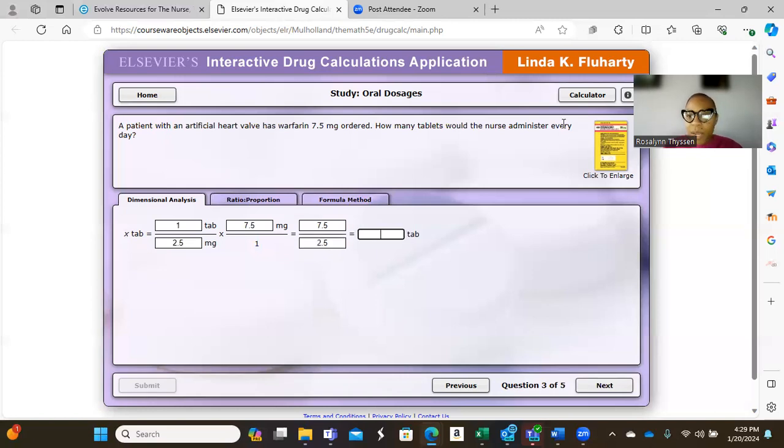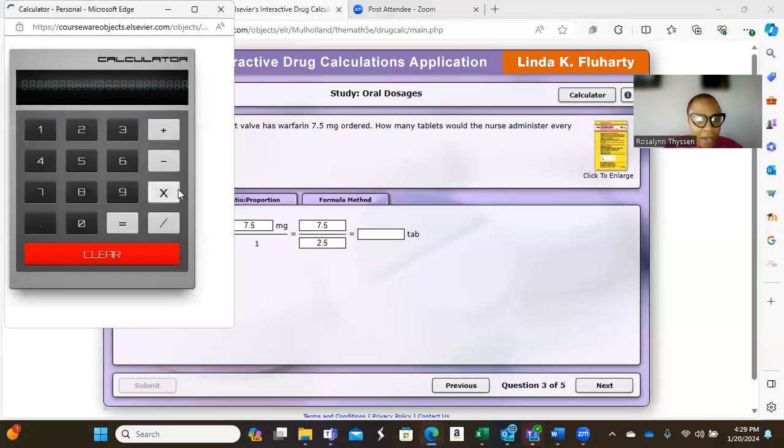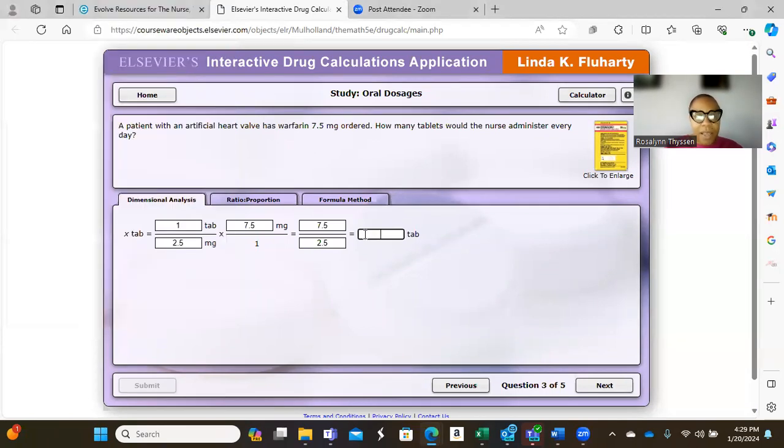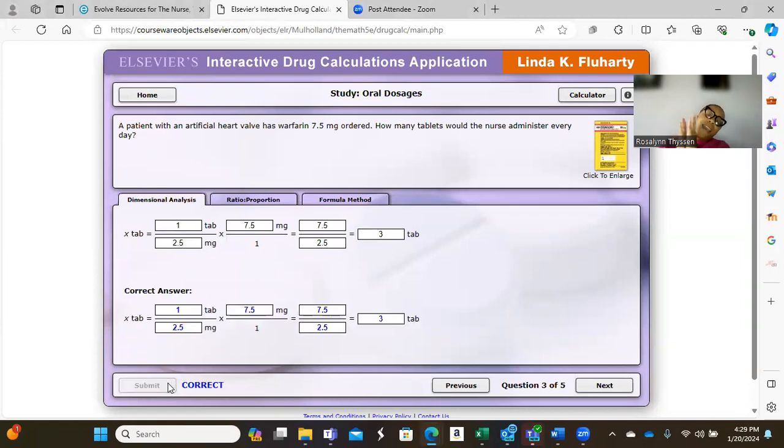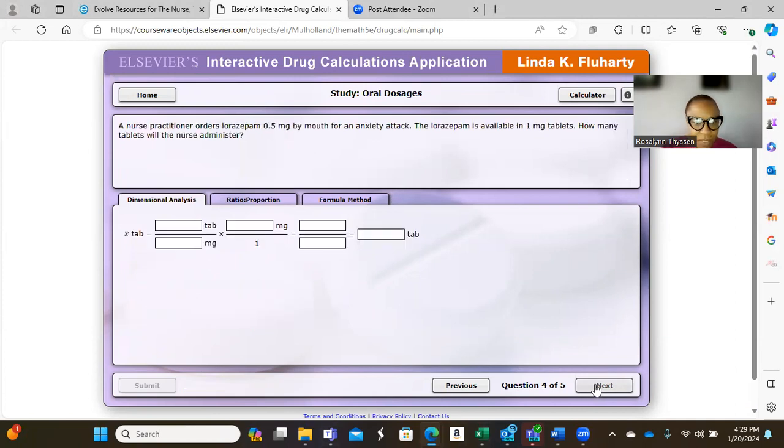All right, so now I get my handy dandy calculator and I do 7.5 divided by 2.5, and that equals 3 tabs. Hit submit to see if we did that right. Yay! All right, go to the next question.